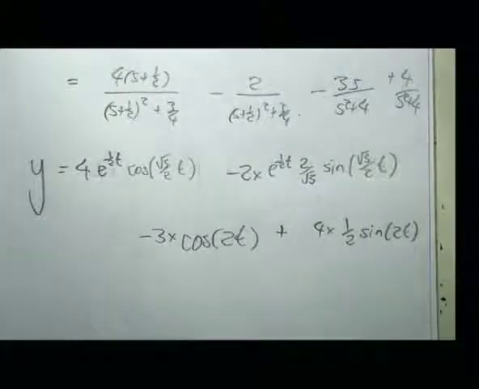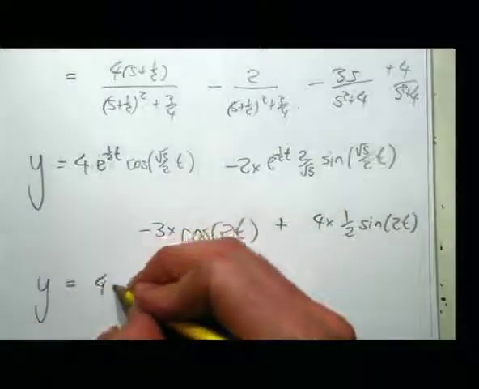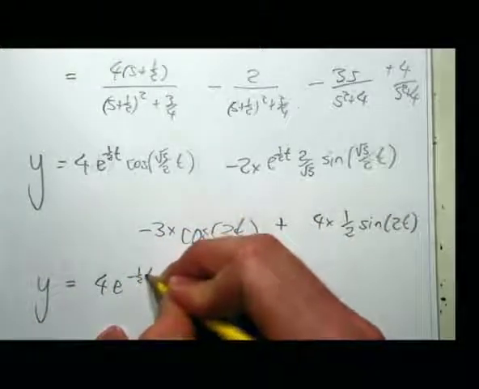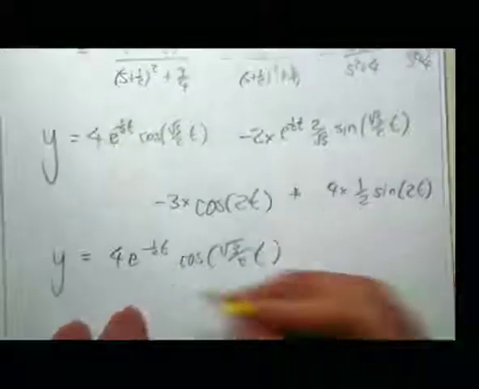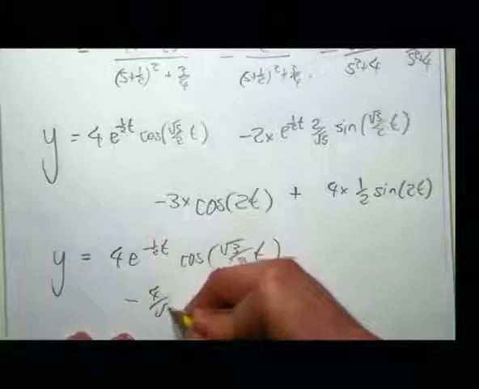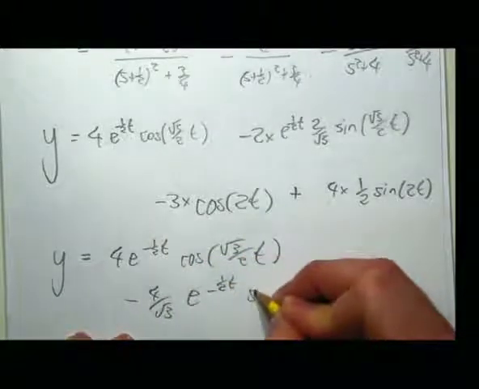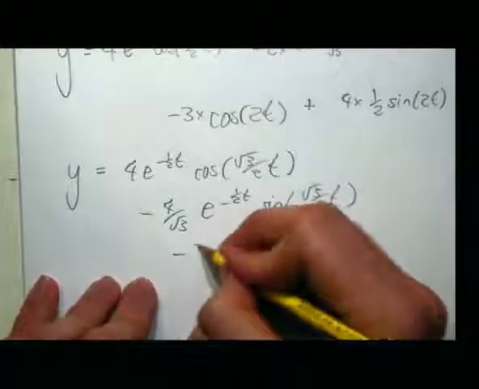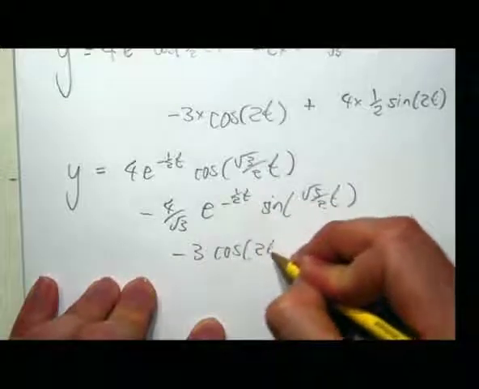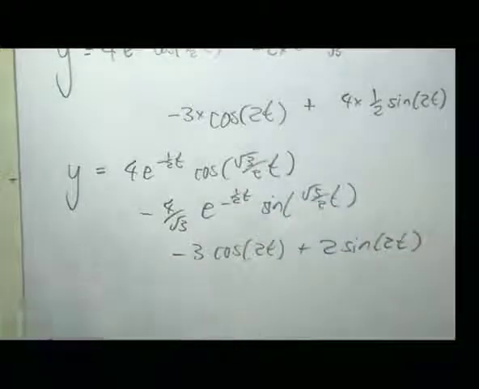So that's my untransformed thing. For completeness' sake, I should probably finish it off. So 4e to the minus 1/2 t cos root 3 on 2t minus 4 on root 3 e to the minus 1/2 t sine root 3 on 2t minus 3 cos 2t plus 2 sine 2t. Sweet!